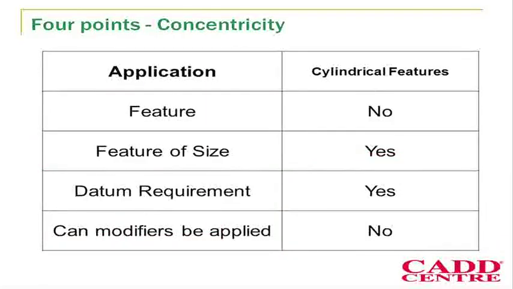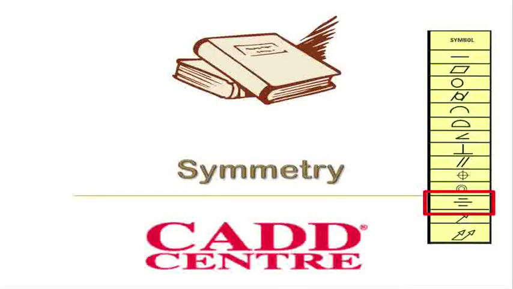The concentricity condition can be applied for cylindrical features. It cannot be applied for a feature. It can be applied only for a feature of size. It requires a datum for representing this condition. Since it can be implied only on RFS, modifiers cannot be applied. The next condition is symmetry.